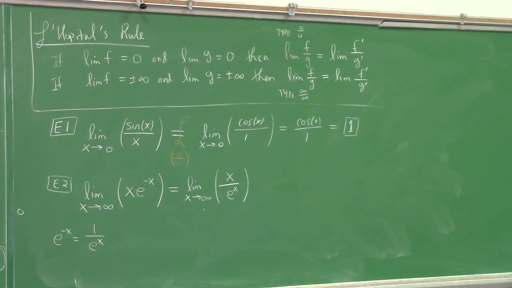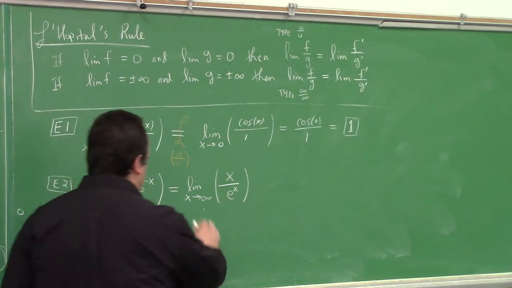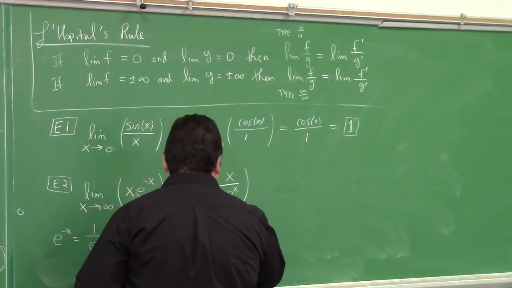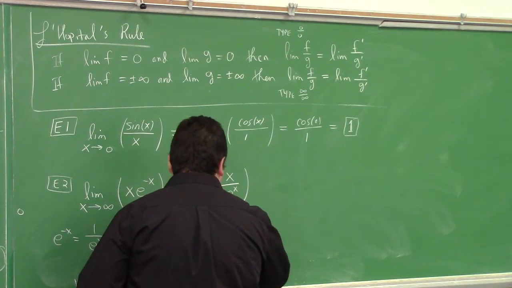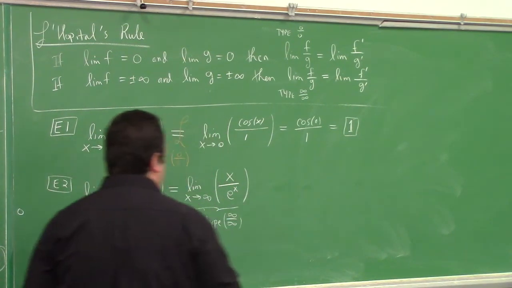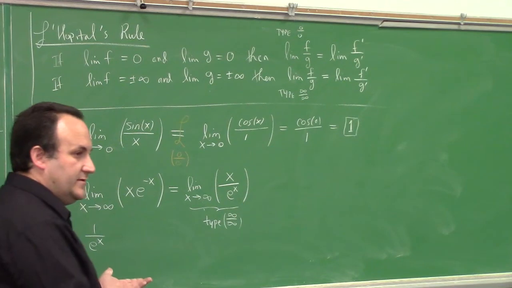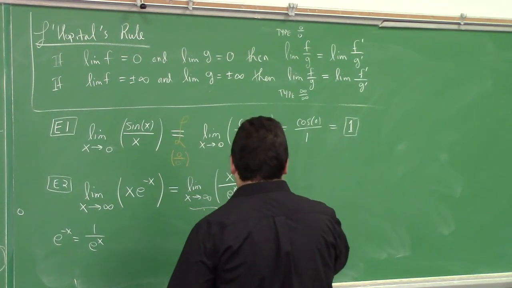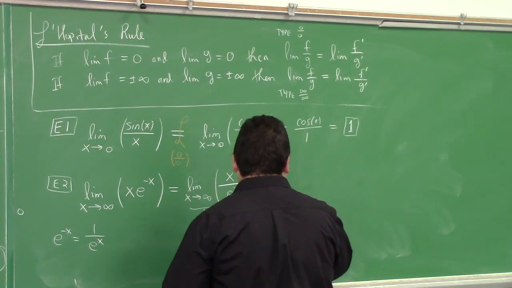What happens to the denominator? As x goes to infinity, the exponential goes to, no, positive infinity, positive infinity. So this is type infinity over infinity, which means we're just in luck. We can apply L'Hopital's rule. Woohoo! So equals L'Hopital, type infinity over infinity.